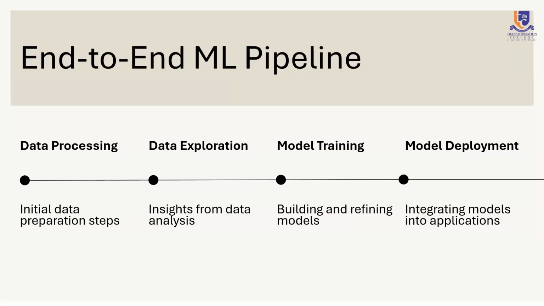Now, this is the end-to-end machine learning pipeline, and this is what Vertex AI platform provides. It allows us to do data processing, data exploration, model training, and then model deployment, right? So the entire life cycle pipeline can be done using Vertex AI.